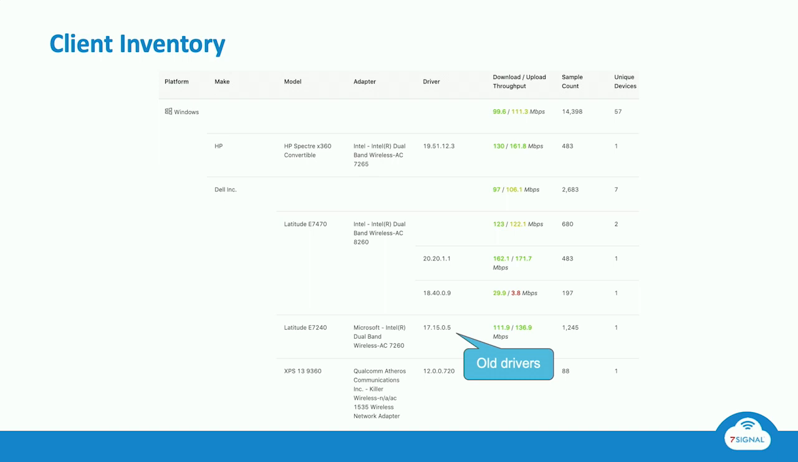So here we can also see, this is a software agent that runs on these machines, so we get visibility about the driver version, and we can identify this Dell Latitude here with an Intel 7260 NIC, perfectly good NIC, but really old drivers, probably want to call that out, let the customer know about it, or get it fixed before their bad Wi-Fi experience is blamed on your new design.